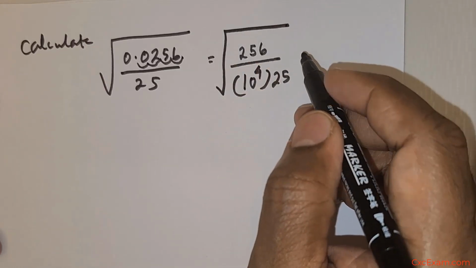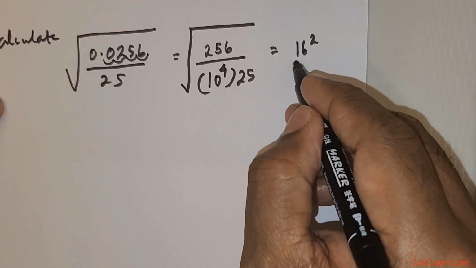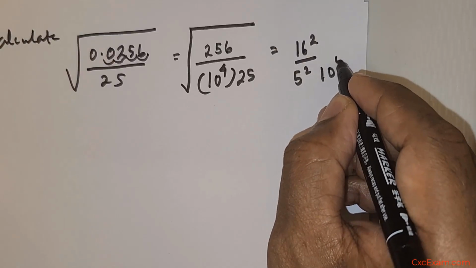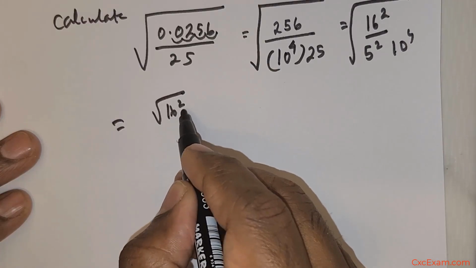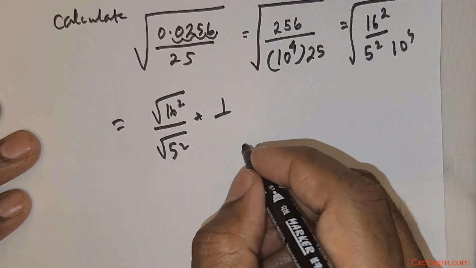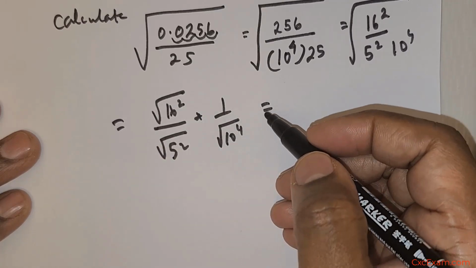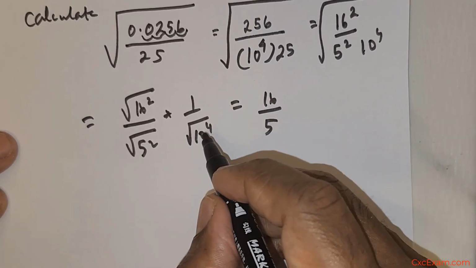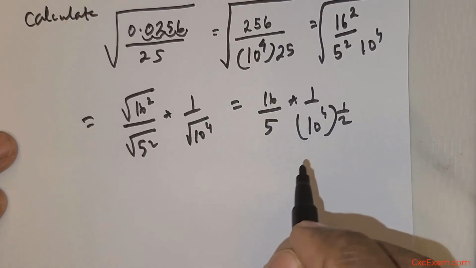Now you have a square root, so write this in this fashion. Now 256 can be rewritten as 16 squared, and 25 can be rewritten as 5 squared. Of course you have 10 raised to the power of 4. You have a square root sign, and this can be further rewritten as square root of 16 squared over square root of 5 squared, multiplied with 1 over 10 raised to the power of 4, the whole raised to the power of 1 over 2. Now square root of 16 squared is going to be 16, and this is going to give me 5.